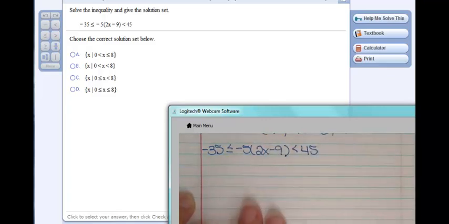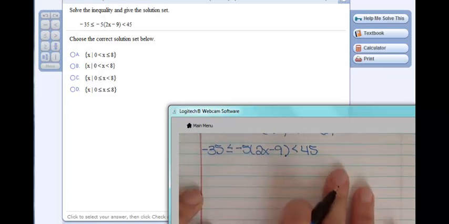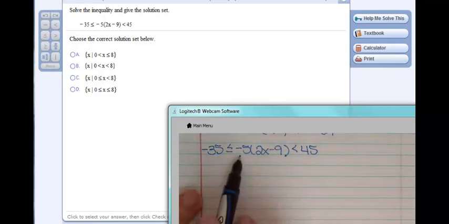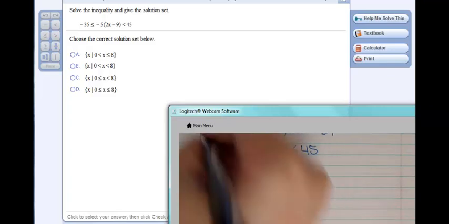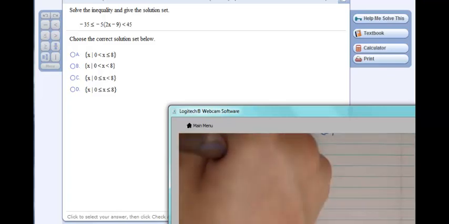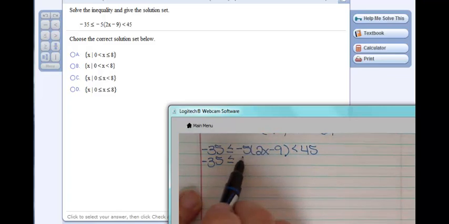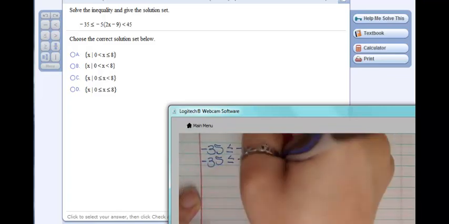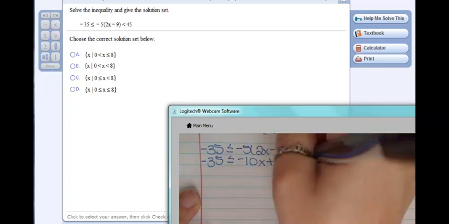Now, when you're doing a compound inequality like this, the thing to remember is either you can separate this out into 2 separate problems, or the way that I think is easiest is to do it all as one. And so I'm going to show you how to do this all as one. The thing we need to do first is just simplify this middle part. So we have -35 is less than or equal to, let's distribute in our -5, so it'd be -10x plus 45 is less than 45.